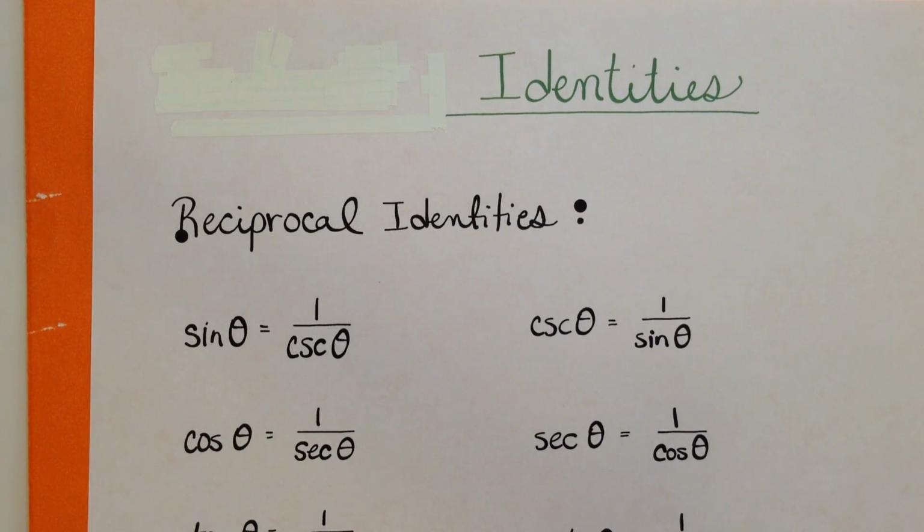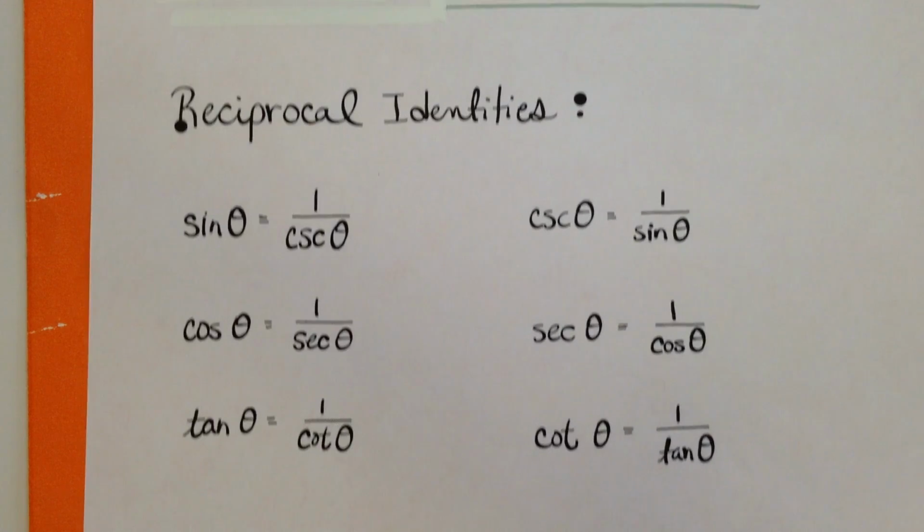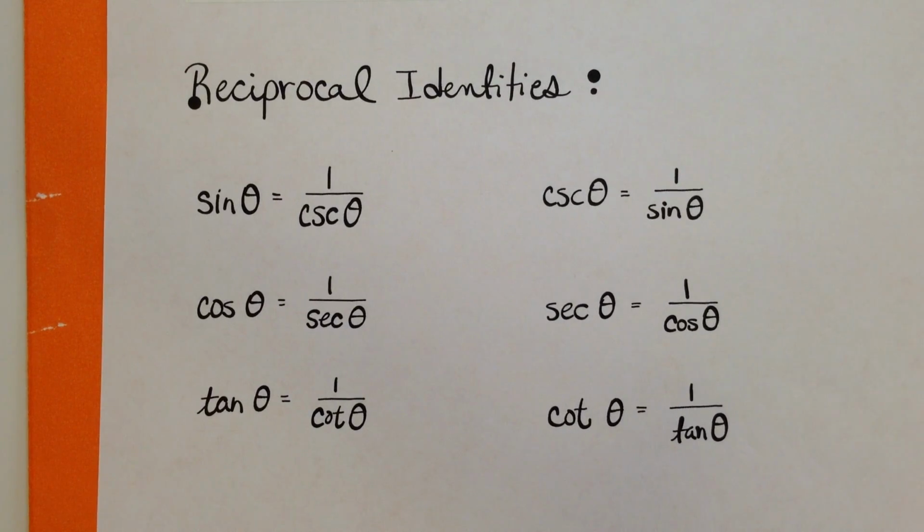All right, in this lesson, we're going to be learning about some identities, trig identities, and these are ones that you definitely need to commit to memory because you will be using these at other times besides just this test. All right, the first set of identities is what's referred to as the reciprocal identities.